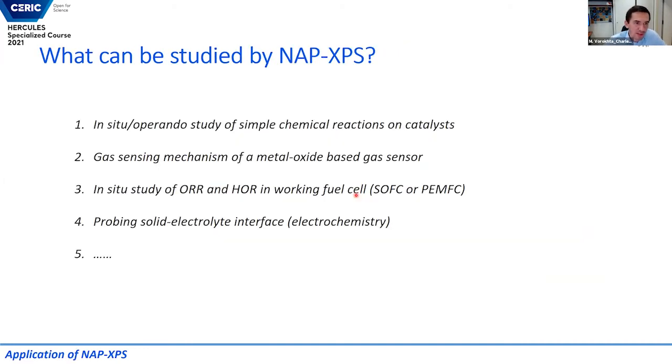Okay, so now I think we can move to the last part of the presentation. This is what can be studied by NAP XPS. I will show you several interesting, again in my opinion, examples. Some are from my own experience, some are from literature. First, as I said, this is a study of simple chemical reactions on the surface of a catalyst.